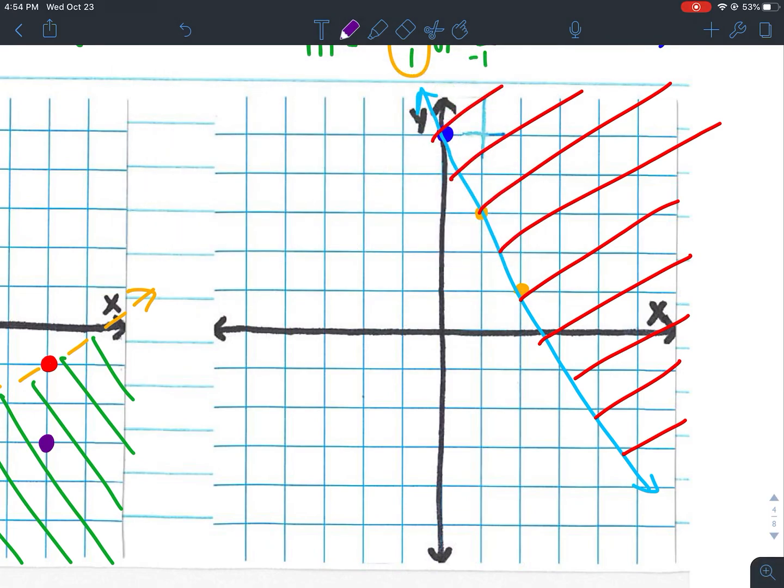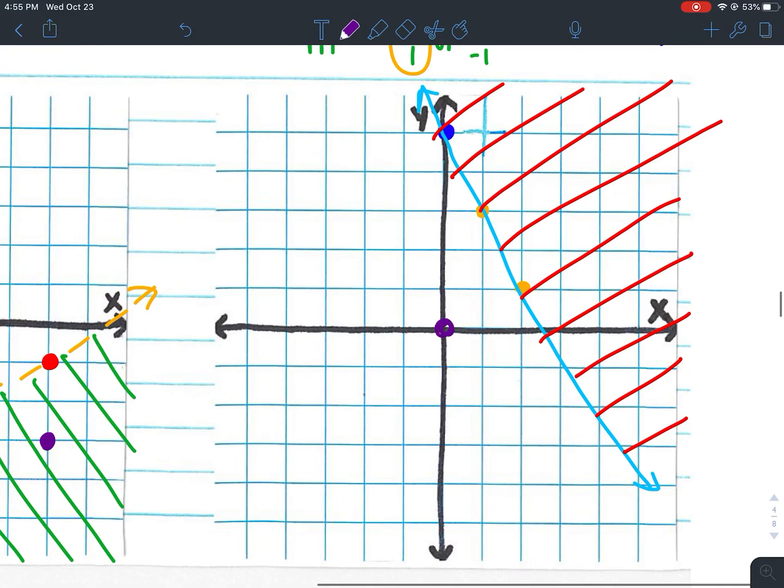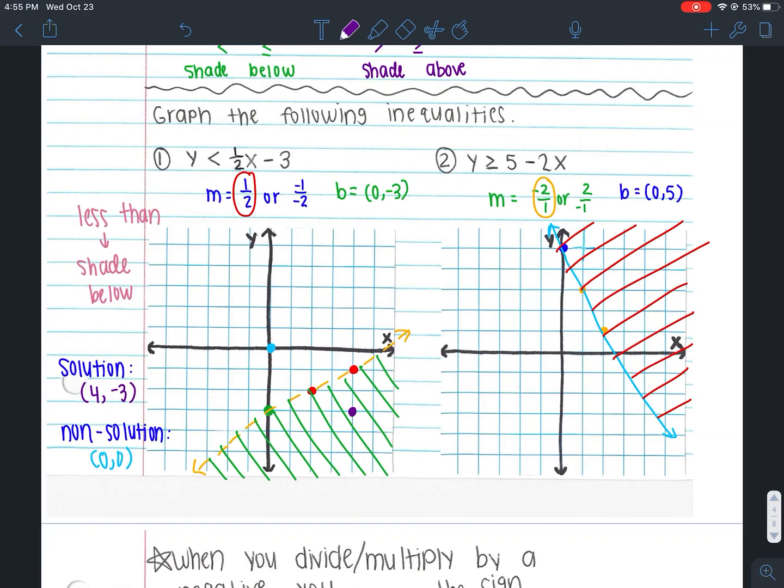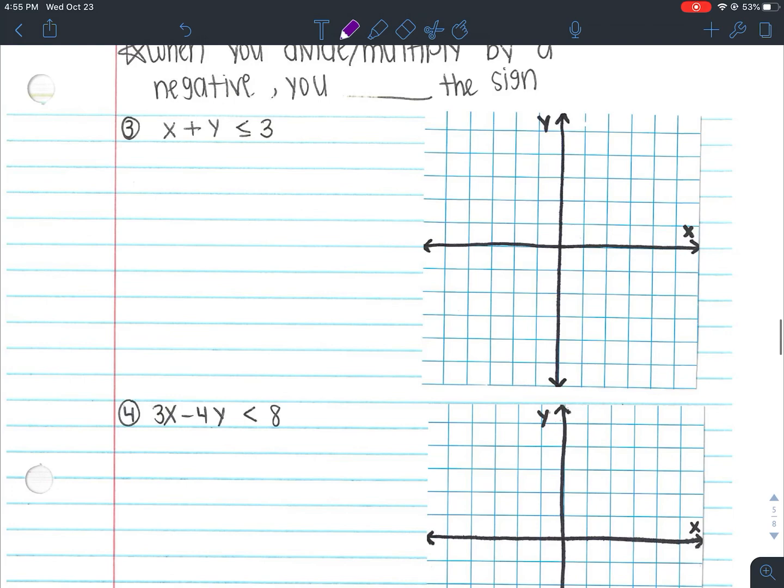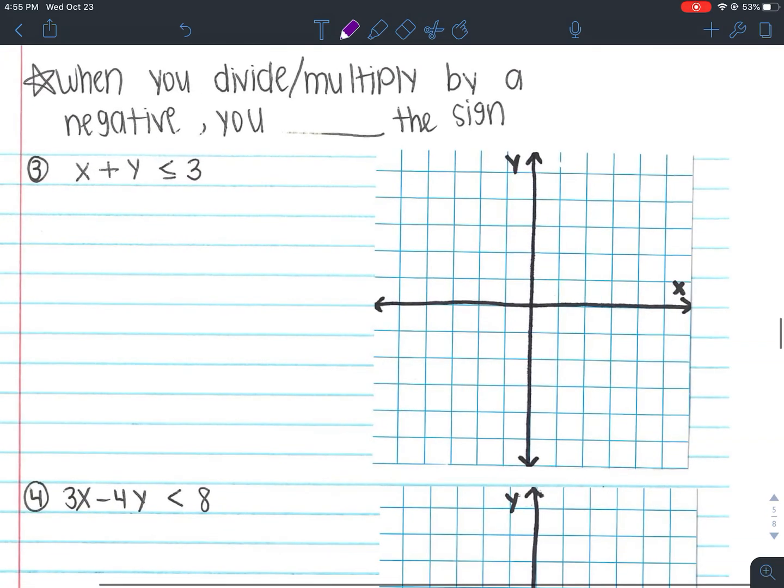Okay, so for example, let's figure out, is the point (0, 0) a solution to this? No, it is not, because it lands on the outside of the shaded part. So (0, 0) would not be a solution. Would the point (4, 2) be a solution? Yes, because (4, 2) lands in the shaded part. (4, 4) is also a solution. (-3, 0) is a non-solution. So again, non-solutions are in the non-shaded, solutions are in the shaded.